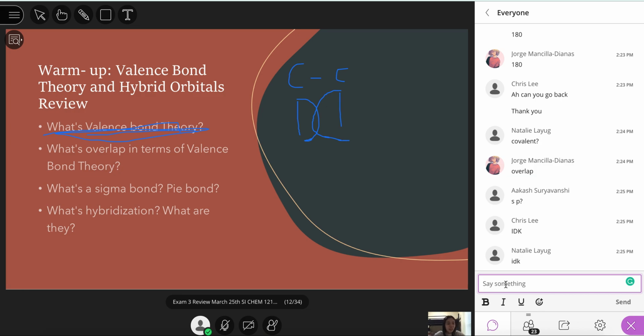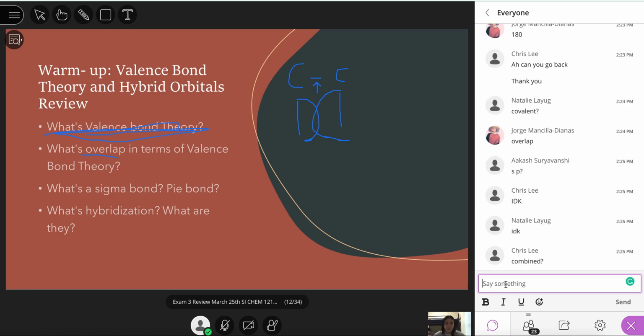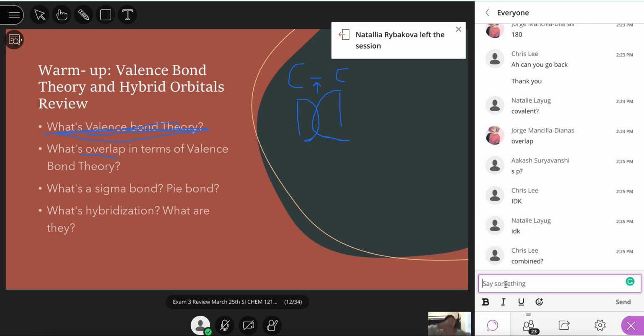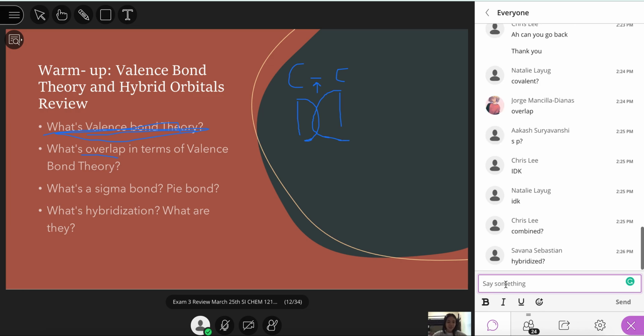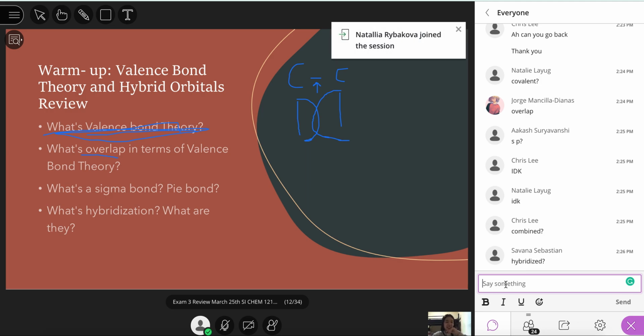And when I say overlap, what does that mean? I have it here, overlapping orbitals, but what does that mean? When you're overlapping, for example, with that bond, combined? No, not combined. What happens in that bond if you're overlapping it? Does anyone know? Hybridized? You're getting there, almost. What else? Does anyone else remember?